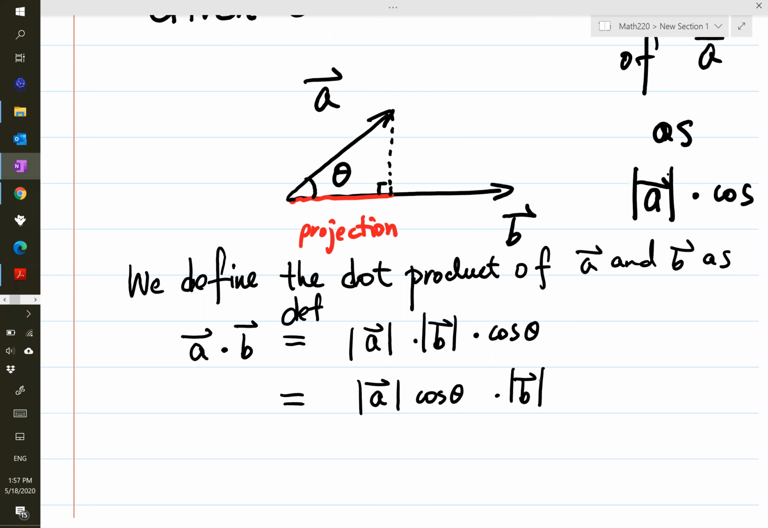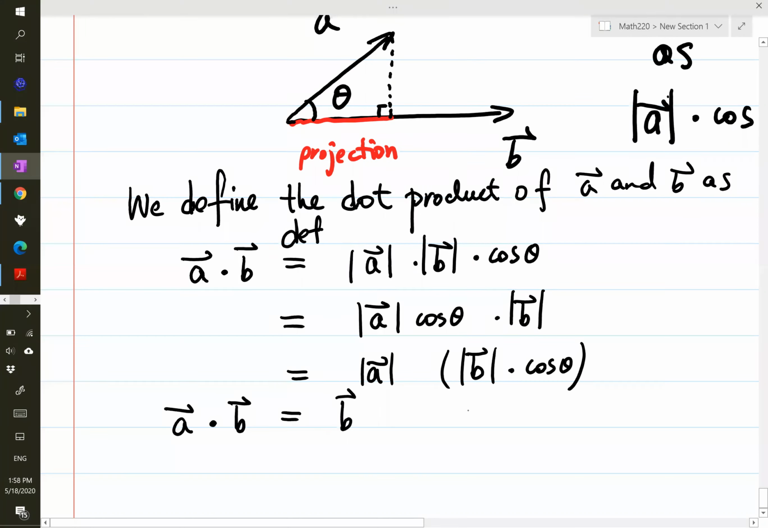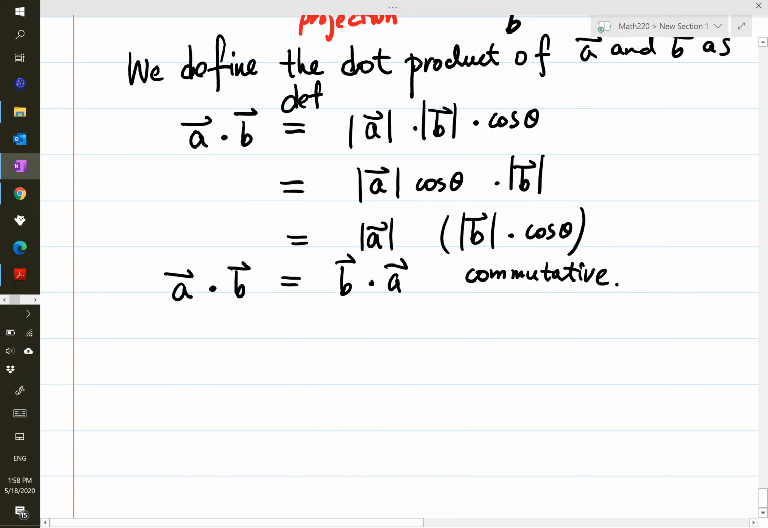Now this definition is symmetric. If you switch A and B, it does not change. If you write it as the norm of B times cosine theta, which is the projection of B onto A, then we get a first property: A dot B is equal to B dot A. So the dot product is commutative.